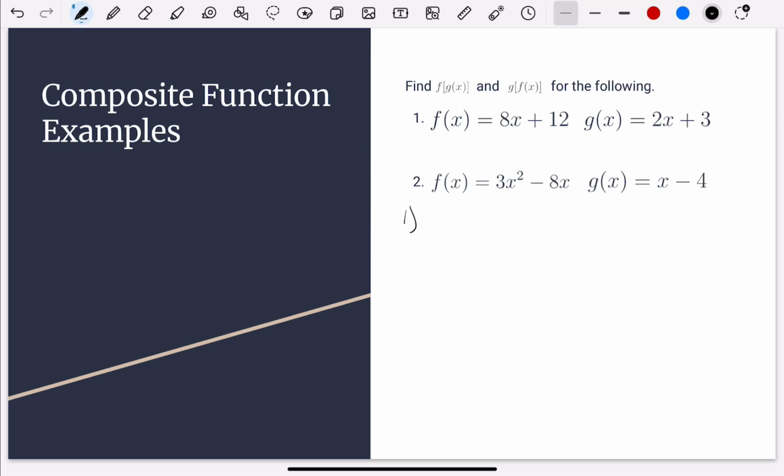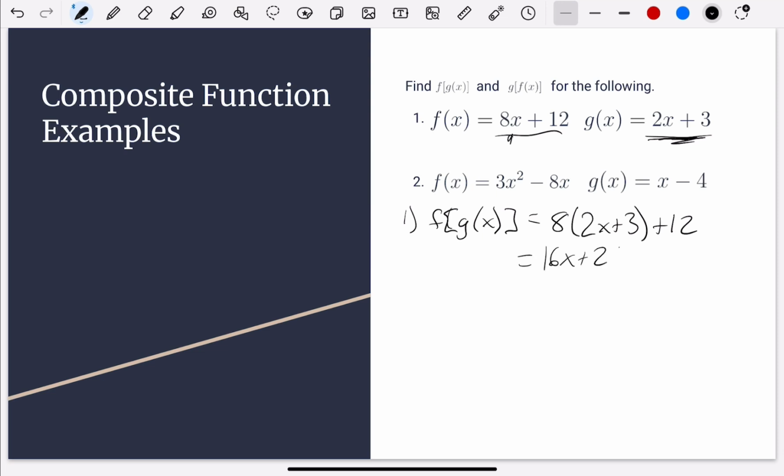So looking at a couple examples here, let's look at number 1. So I have f of x equals 8x plus 12 and g of x equals 2x plus 3, and my goal is to find f composite g. So I'm going to take my g function and just replace x in f of x. So I have 8 times 2x plus 3 plus 12. Do some algebra here. Equals 16x plus 36.